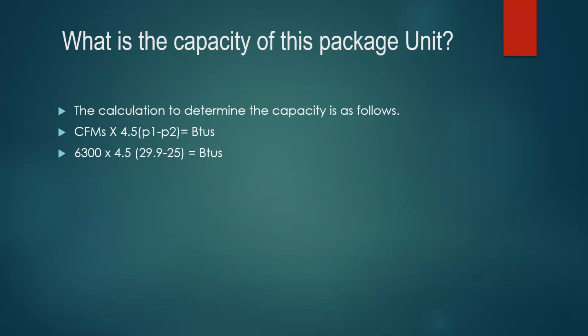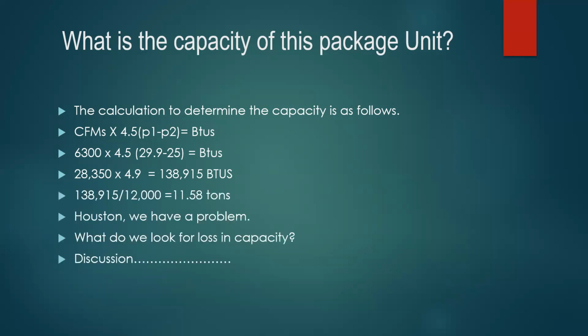We know the enthalpy of each point is 29.9 minus 25. So what that gives us is 6,300 times 4.5 is 28,350 times 4.9, or 138,915 BTUs calculated for this. That's only 11.5 tons. We've got an issue.